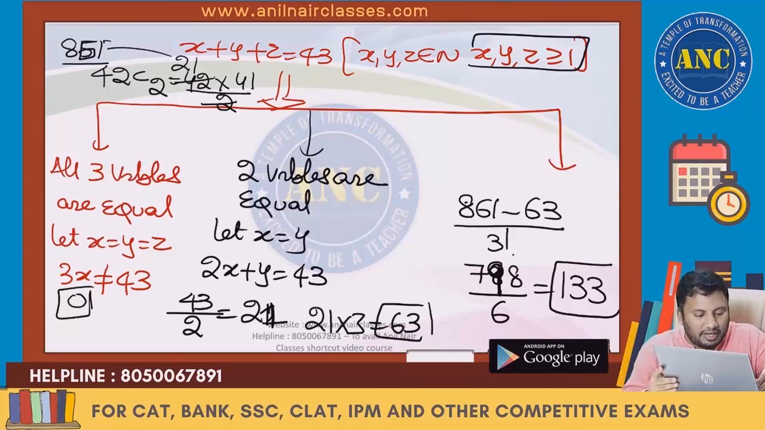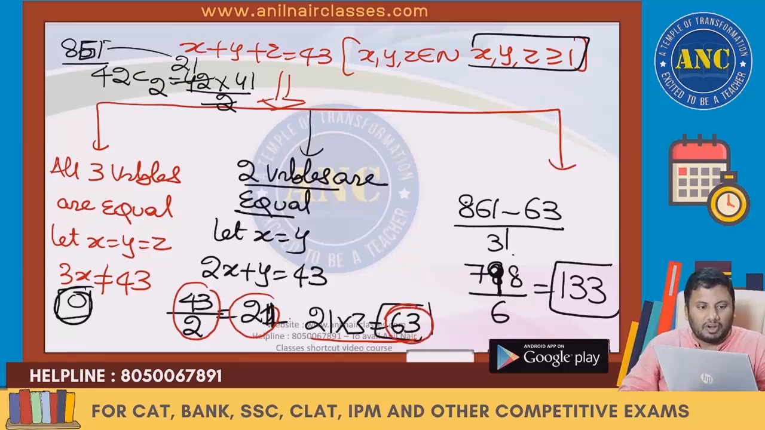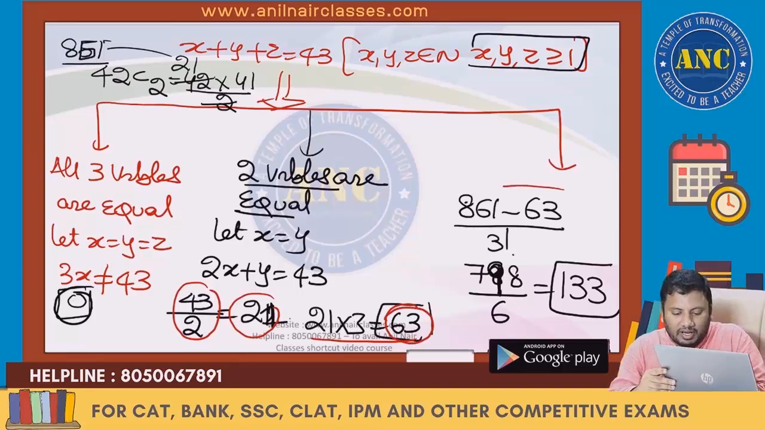All the 3 variables are equal: 0. 2 variables are equal: 2x plus y equals 43. One of them is a factor of the right hand side. 43 by 2 is 21.5. Ignore the decimal. 21 into 3, 63. 63 we got. Total is 861. 861 minus 63, which is 798.